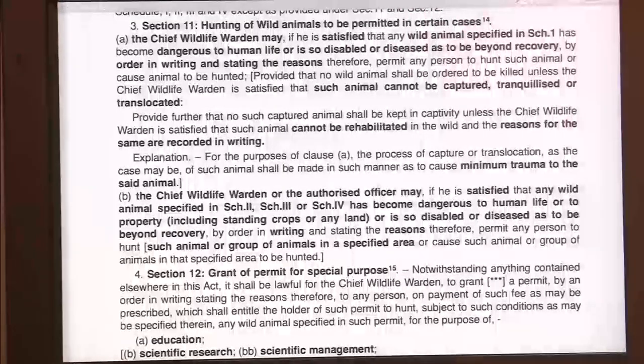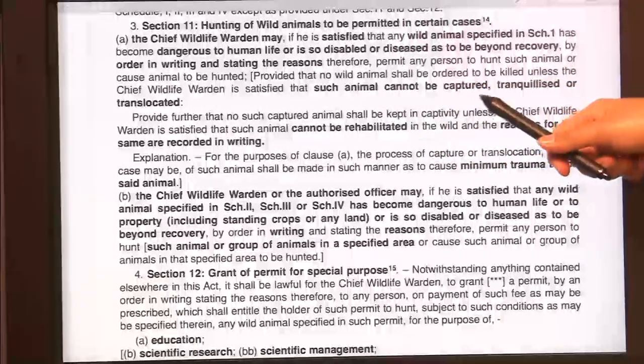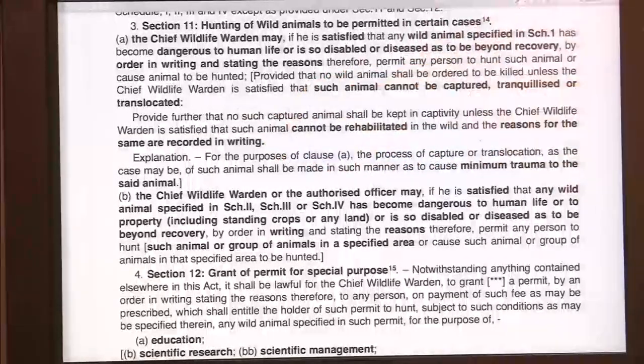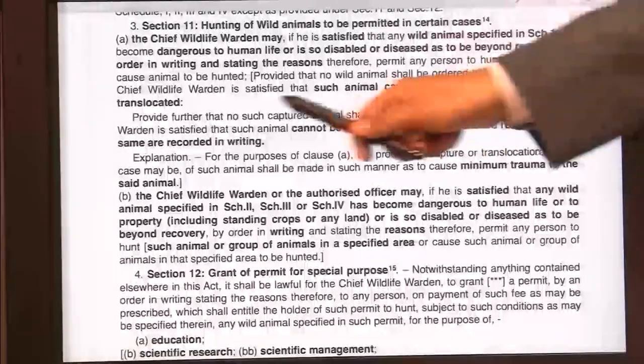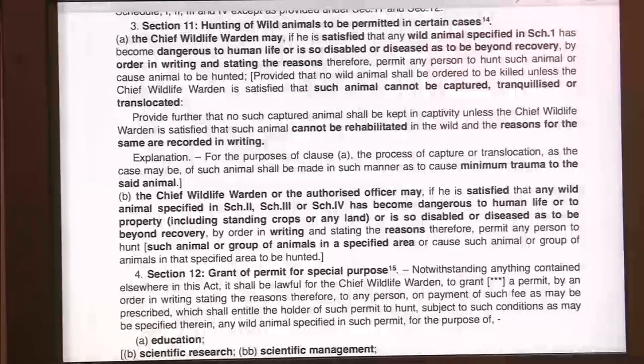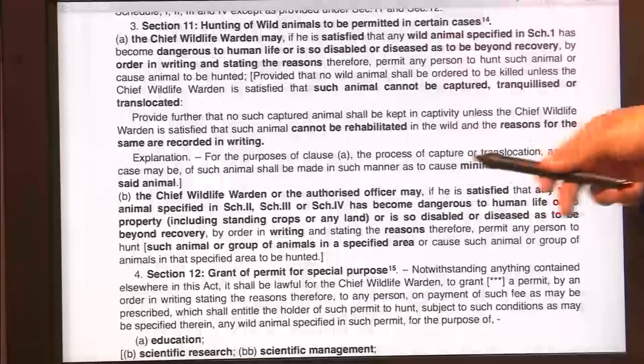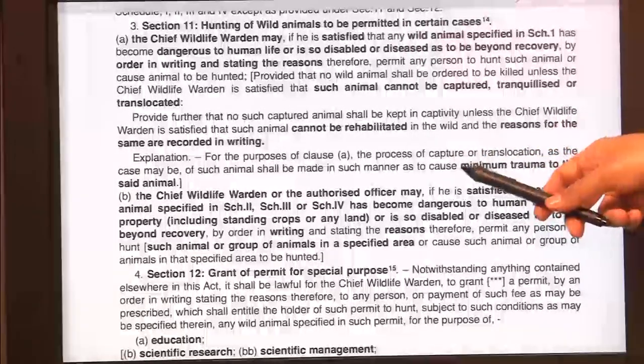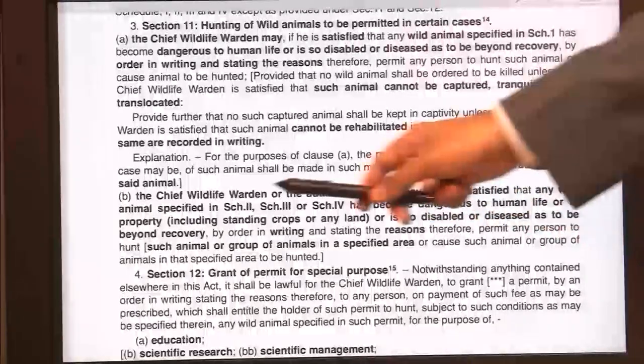Now, in this case, the chief wildlife warden also needs to be satisfied that the animal cannot be captured, tranquilized or translocated. So even in the case of the elephant that has come out and has killed a few human beings, our first option will be to capture, tranquilize and translocate this animal. So, you take it out of this forest and put it into some other forest. So, we need to avoid hunting of these Schedule 1 animals as much as possible. And whenever they are being captured or translocated, it should be done in a way that causes minimum trauma to the animal.